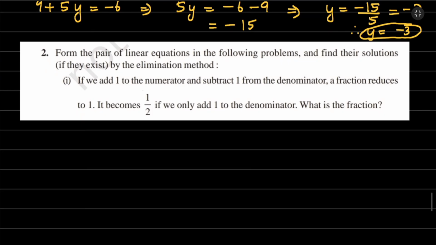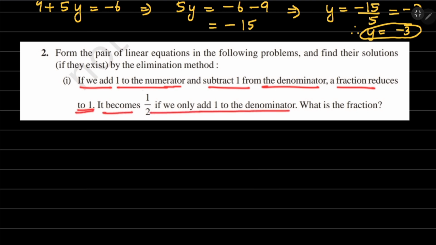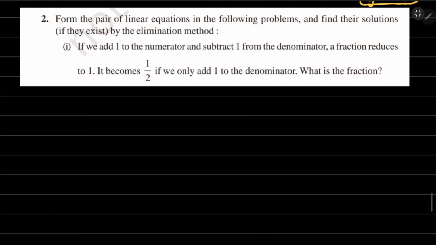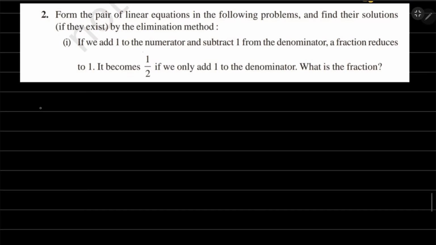The question is, form the pair of linear equations in the following problems and find their solutions if they exist by the elimination method. Let's do this. If we add 1 to the numerator and subtract 1 from the denominator, a fraction reduces to 1. It becomes 1 by 2 if we only add 1 to the denominator. What is the fraction? So whenever you have a fraction, it will always be of the form x by y. So you can write, first of all, let the fraction be x by y.